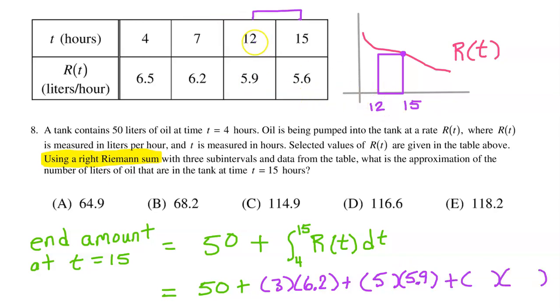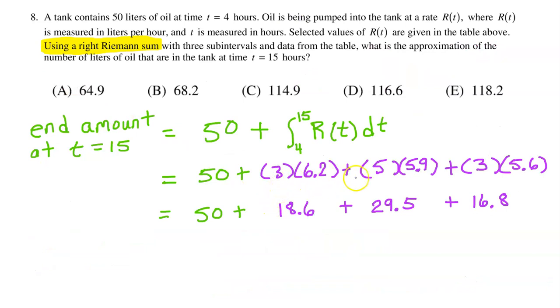The last interval is from 12 to 15. So the base of this rectangle is 3. And the height of the rectangle will be the value of R of t at 15. And that is 5.6. When you do each of these products, you get this. And when you do the addition, you get 114.9. So the answer is C.